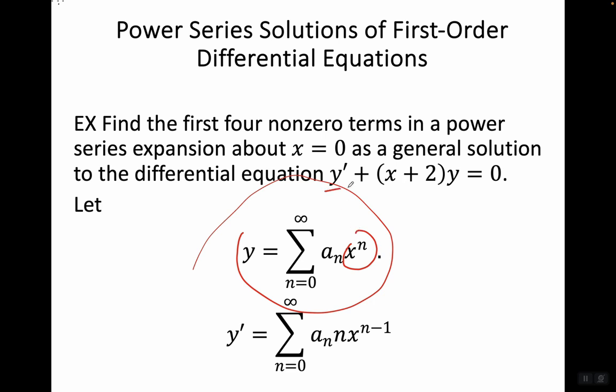And this differential equation also has a y prime in it, so we need to find a series for y prime. Let's just take the derivative of both sides. We end up with y prime equals the sum as n goes from 0 to infinity of a sub n, n times x to the n minus 1. That's just going to be the derivative of x to the n.